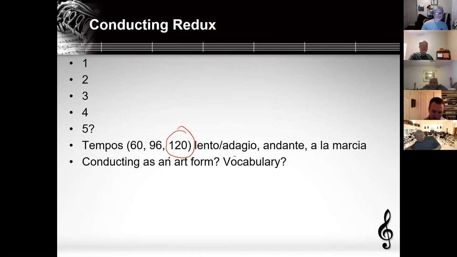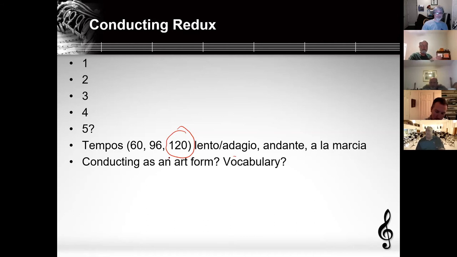Let's see how close Robert got to 96. I was much closer to that. Close enough.